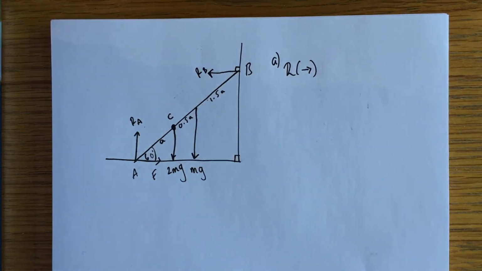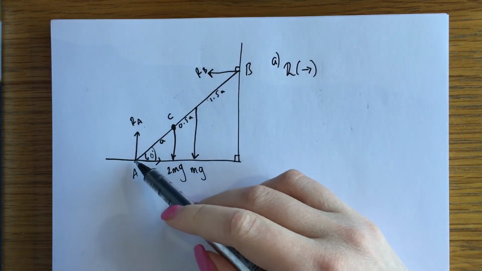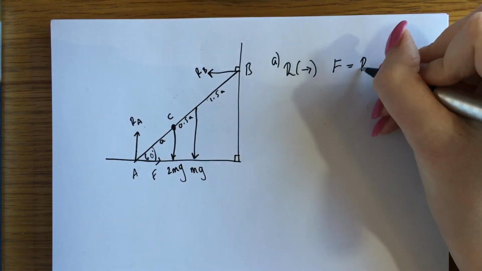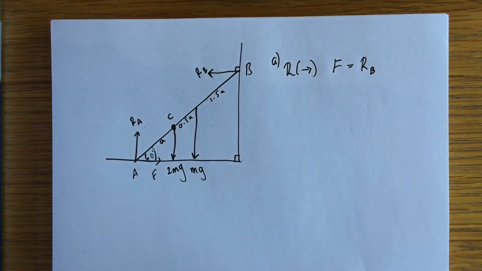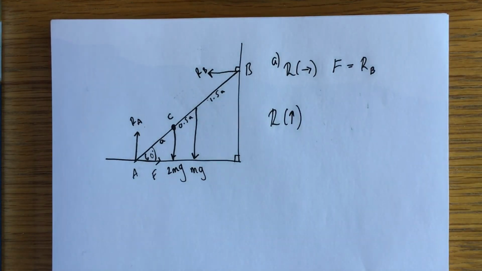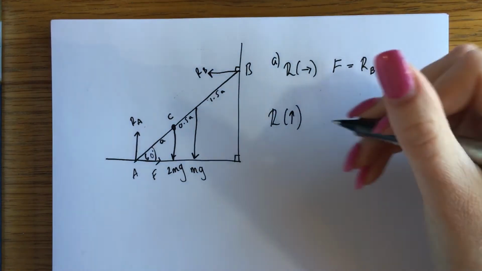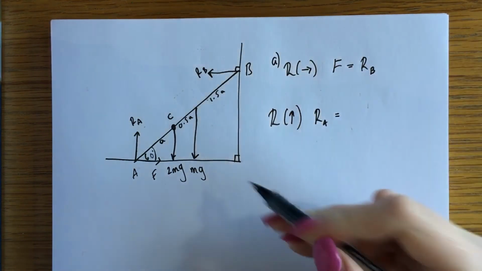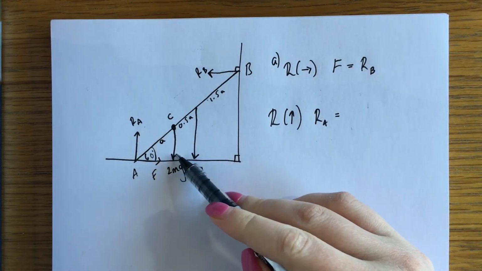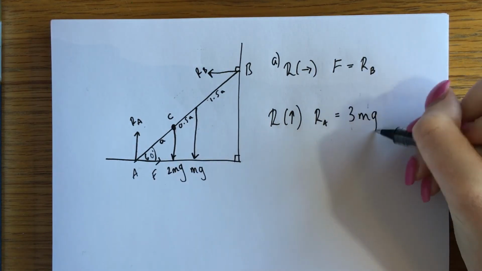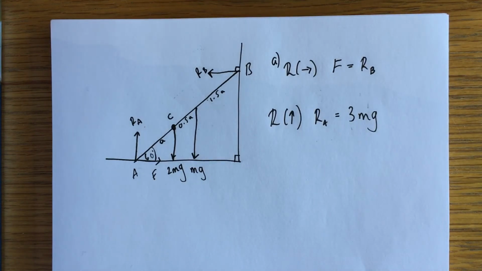I'm going to resolve horizontally first. So friction is equal to the normal reaction at B. It's in limiting equilibrium, so nothing's moving, everything's equal. Then I'm going to resolve vertically. So the normal reaction at A is equal to 2mg plus mg, so it's equal to 3mg.